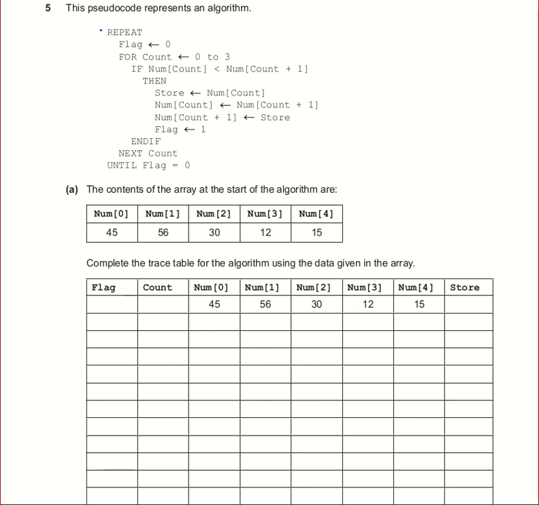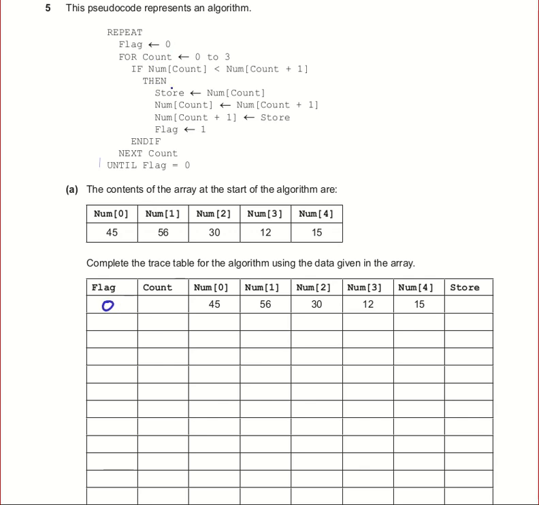So in this pseudocode we have a repeat loop that is going to repeat itself until the value of flag is equal to 0, and then inside the repeat loop we have this variable called flag which is set to 0. So let's complete the trace table as we are going through this pseudocode. Initially the statement flag equals 0 means the value of flag would have to be set to 0 over here.